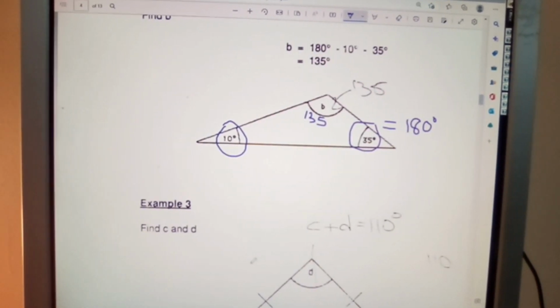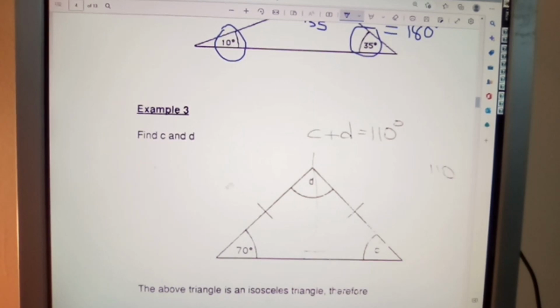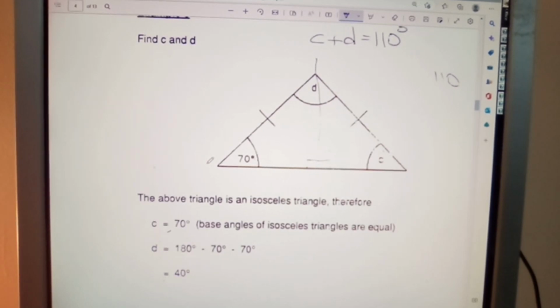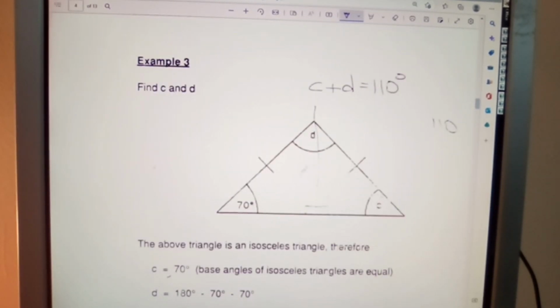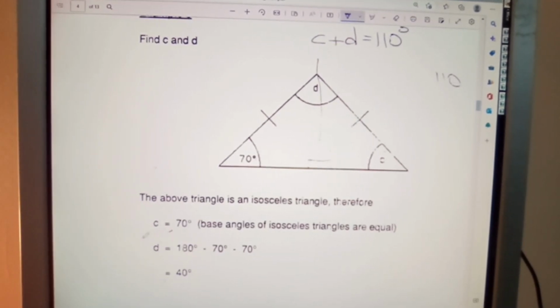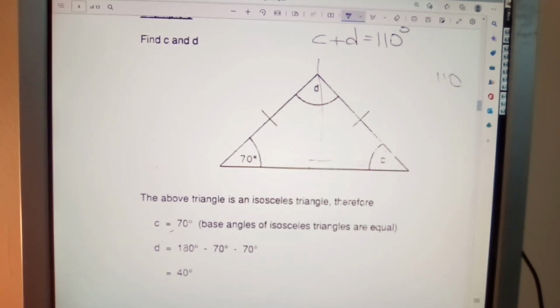Example 3. Find C and D. Well, we know the angle should be 180 degrees, yes? And let's look at the angles that we have. Now, this tells us something here. The above triangle is an isosceles triangle. Therefore, C equals 70. Base angles of isosceles triangles are equal. So we know that's the base angles, 70, and that must be equal to 70.